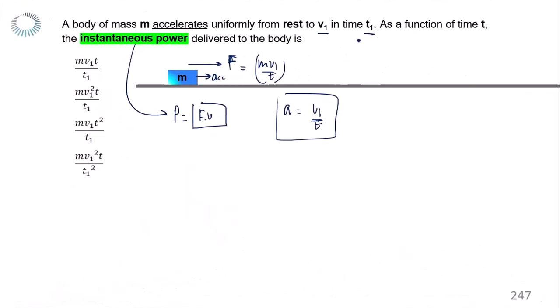At any time t, so you want to calculate the velocity at any time t, not the v1 value. So v can be written as a into t, and what is a? a is v1 by t1, where this number is t1.